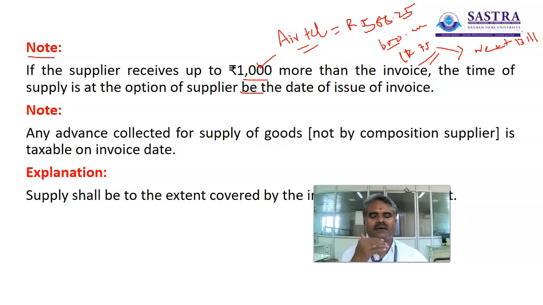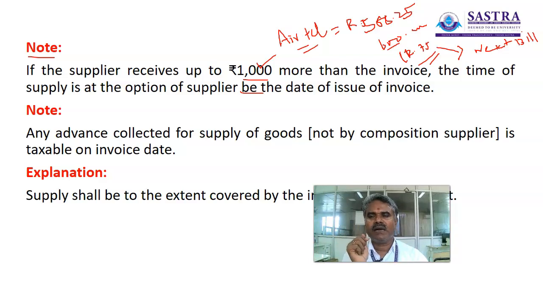So now you ask them, sir, can I adjust the excess amount in the next bill? You can say yes, now it is possible. But when you pay more than 1,000 in excess, this amount will not be adjusted again. It has to be refundable to the concerned party.